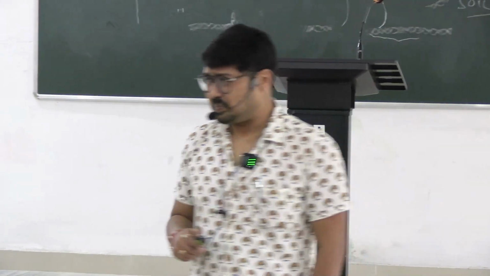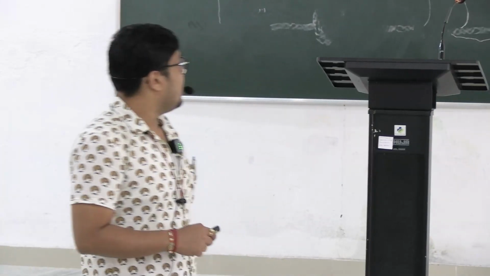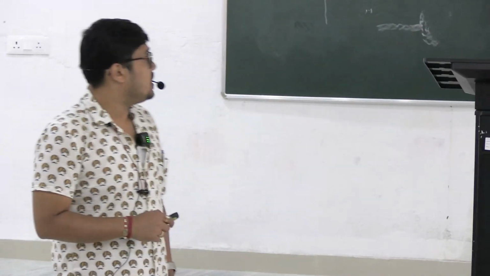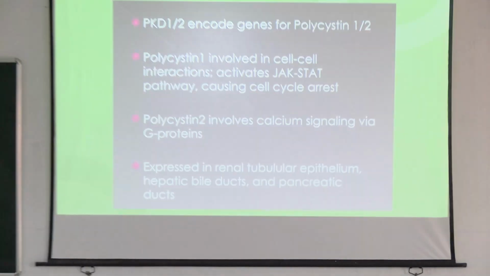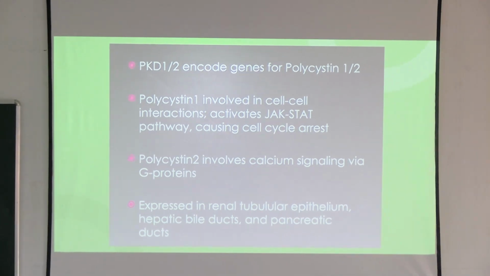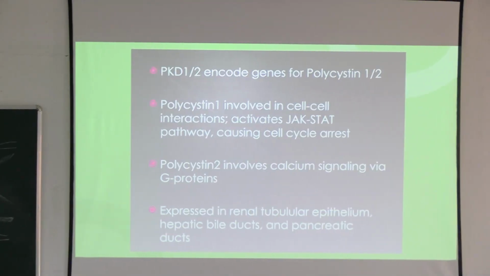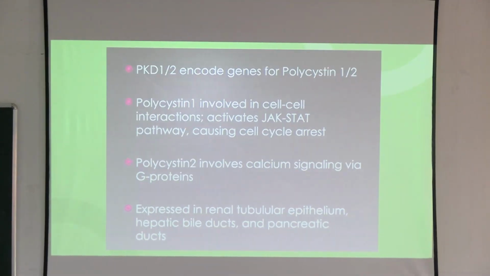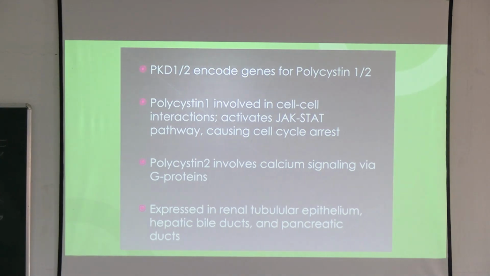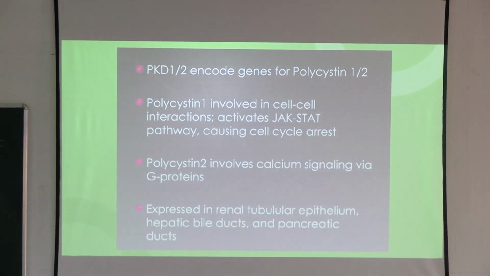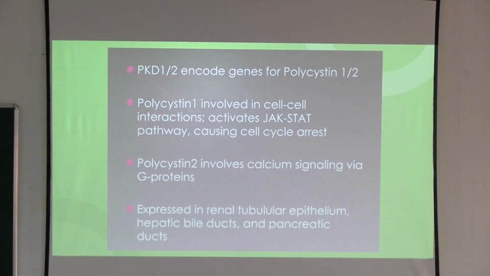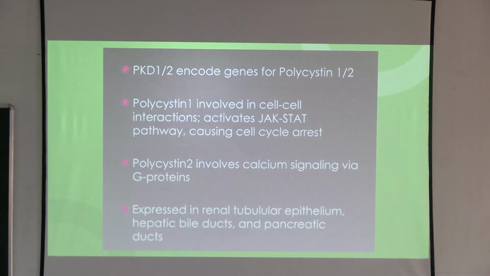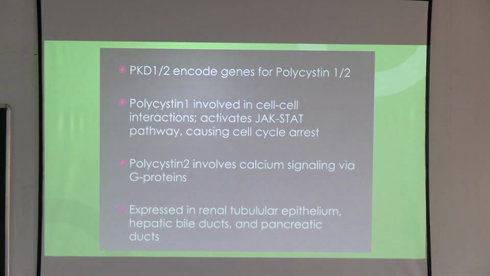This is a cell-cell interaction, it activates the JAK-STAT pathway causing cell cycle arrest. So polycystin 1 is a cell cycle regulator protein, it activates the JAK-STAT mechanism that causes the cell cycle arrest. So the proliferation won't occur and the formation of the cyst occurs.